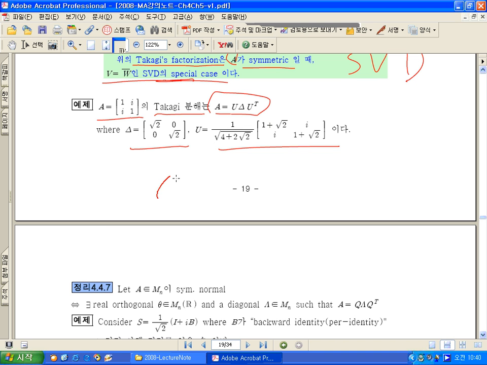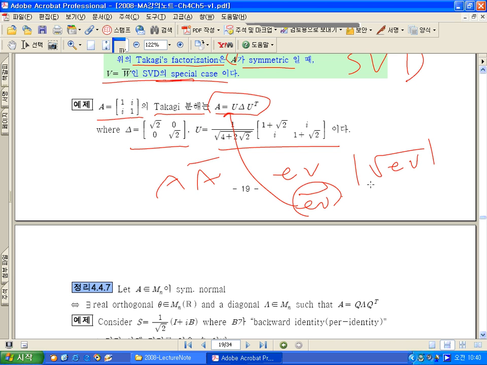You can think of A and A conjugate. You can find the eigenvalues of it. You can find the square root of it, non-negative. And also you can find eigenvectors. The normalized eigenvectors give you this U, and these eigenvalues give you this sigma. So you have delta from here, U from here. That gives you the Takagi factorization.